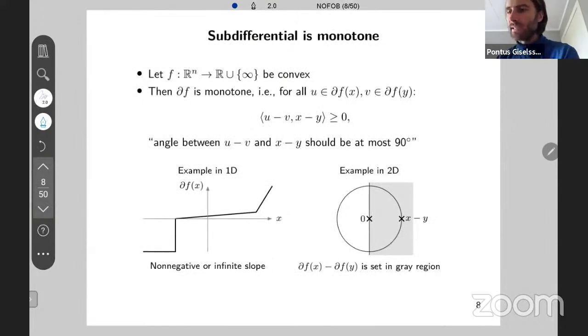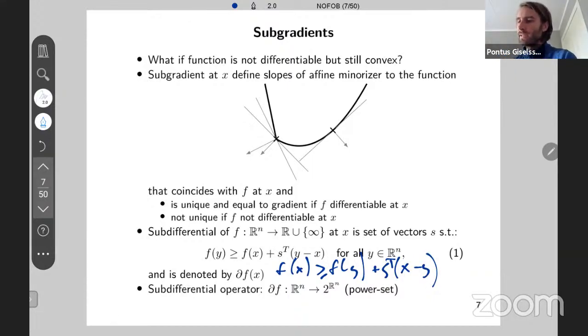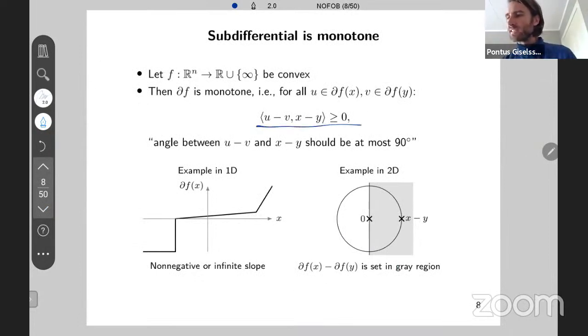All right, so again, using the same trick as we did before, using f of x, just swapping the meaning of x and y, which also holds since it holds for all x and y, and adding these two, we get this thing. Here I have used notation u and v instead of s of the previous slide. So we have a convex function. Then the subdifferential is monotone, which means that for all subgradients u at x and subgradients v at y, we also have that this scalar product is positive.